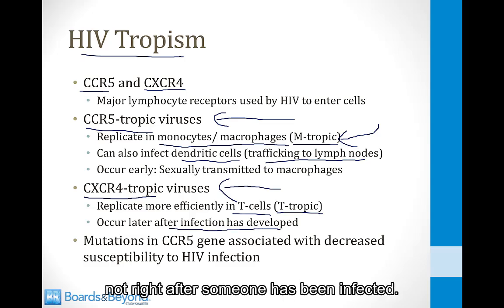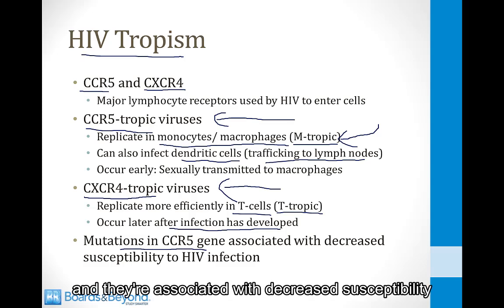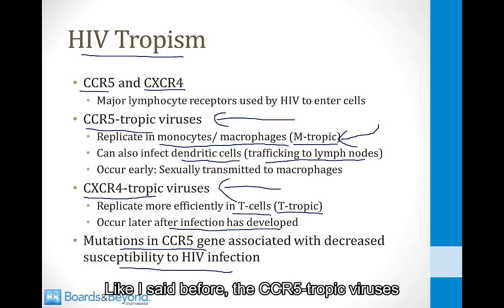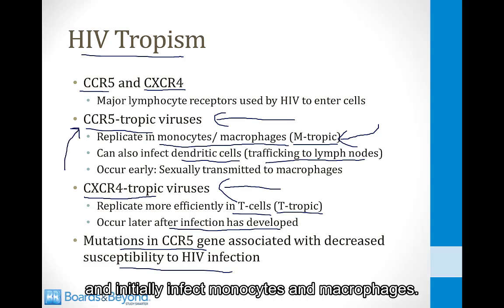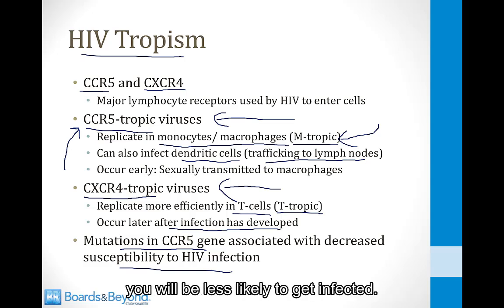Another important concept to appreciate is that there have been mutations of the CCR5 gene identified, and they're associated with decreased susceptibility to HIV infection, and this should make sense to you. Like I said before, the CCR5 tropic viruses are the ones that get transmitted sexually and initially infect monocytes and macrophages. So if you have a mutation in your CCR5 gene, you will be less likely to get infected.